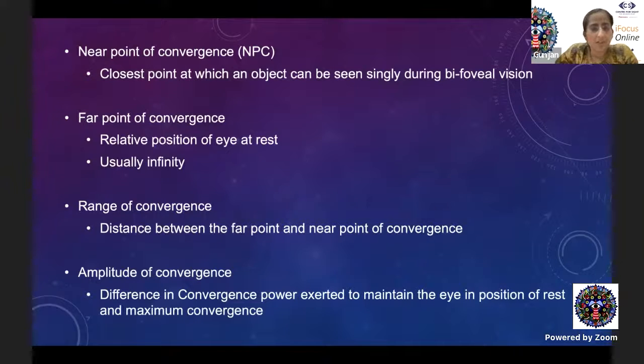Far point of convergence is the relative position of the eye at rest and is usually infinity. Range will be the difference between the near point of convergence and far point of convergence. Amplitude of convergence will be the difference between the far point and near point measured in diopters, or measured in meter angle. The analogy of diopter here is meter angle.